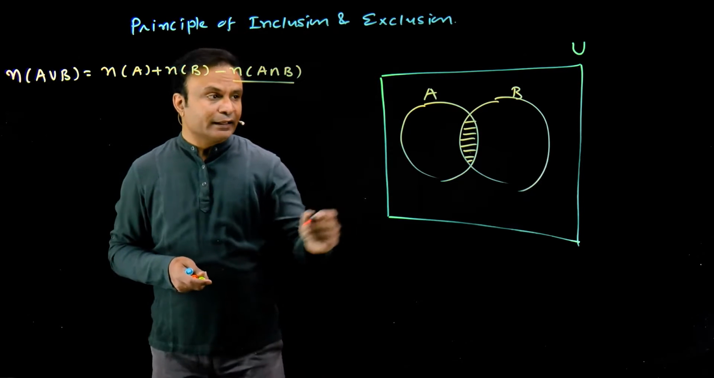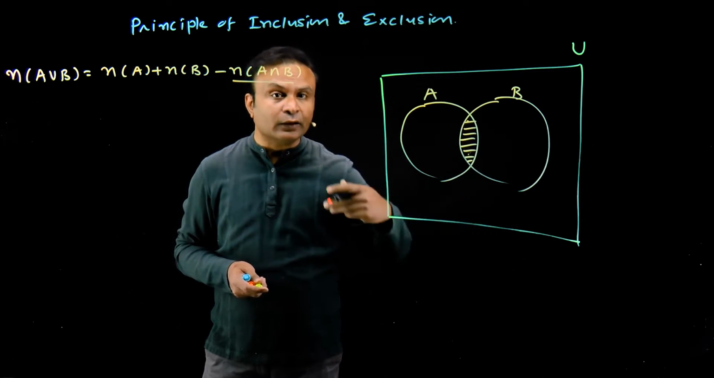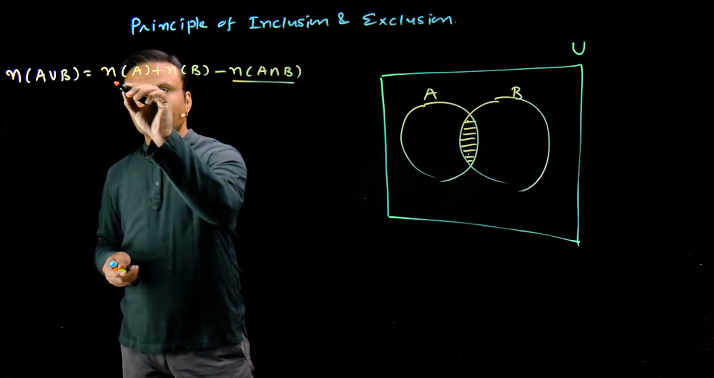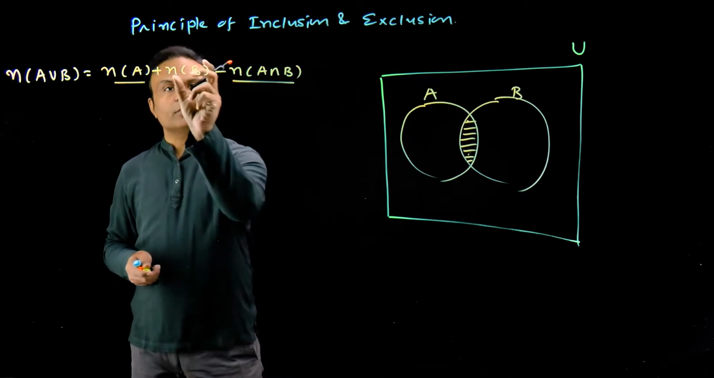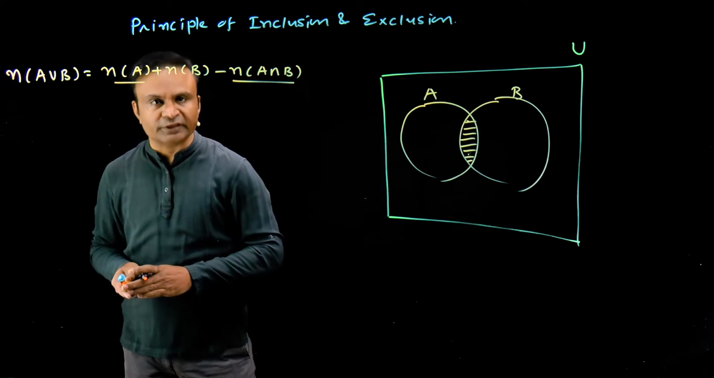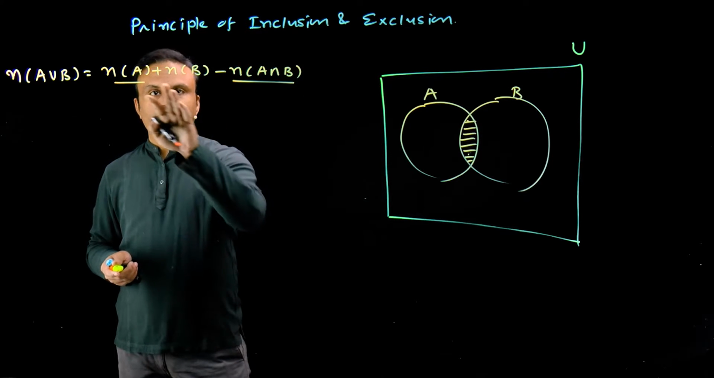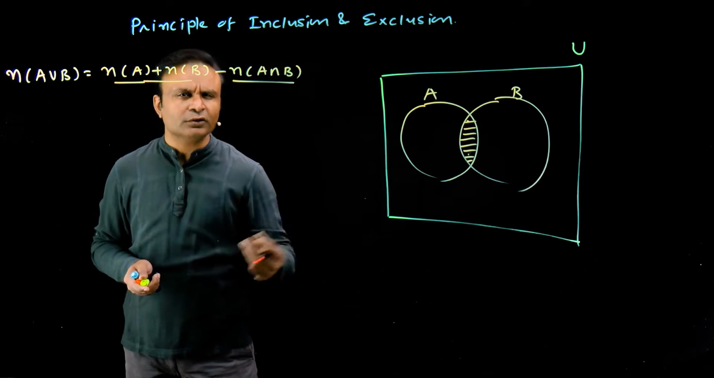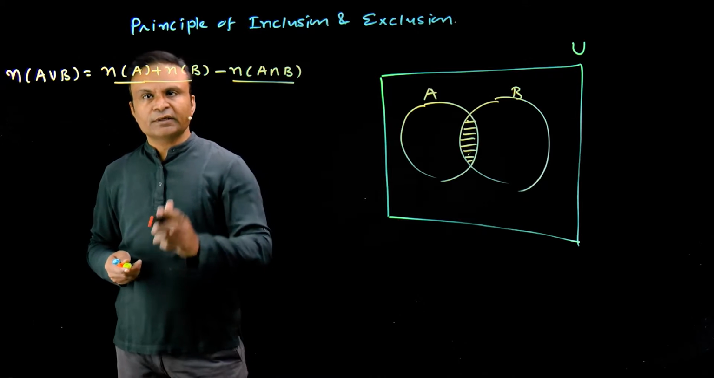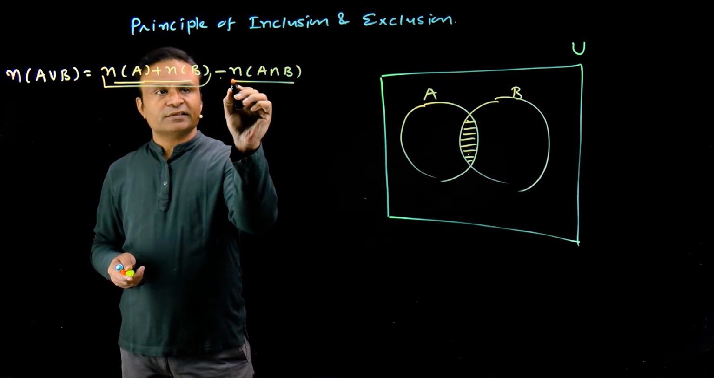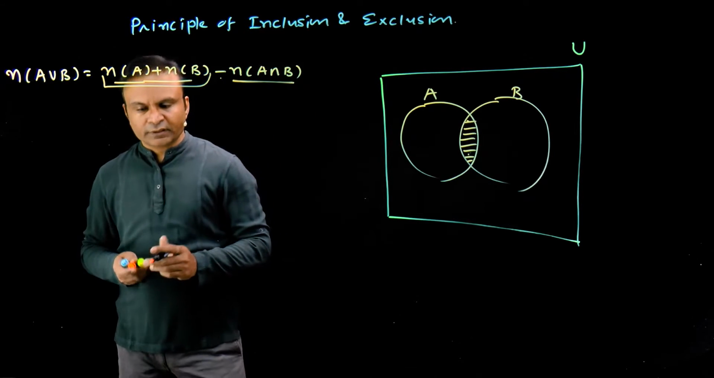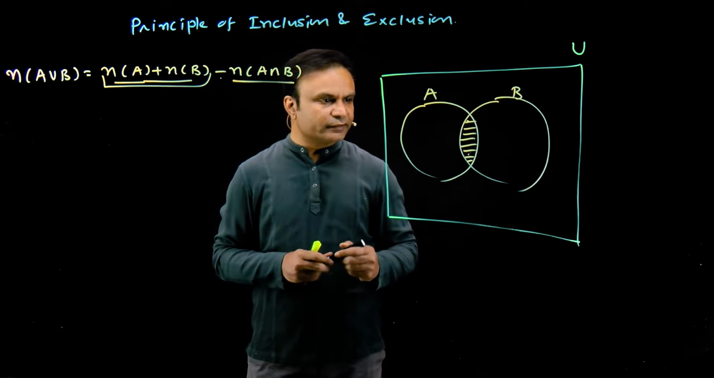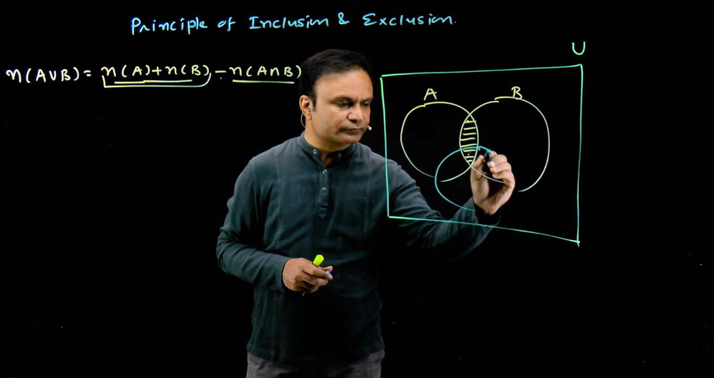The reason is that elements in this set are counted twice. Once while counting the number of elements of A and once in the number of elements of set B. Since it is occurring two times in this sum, we are subtracting this because we want it only once. This is inclusion and this is exclusion. Now let me add one more set. एक और सेट ऐड करते हैं, C set, like this.